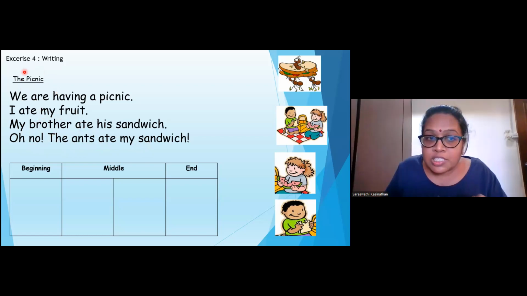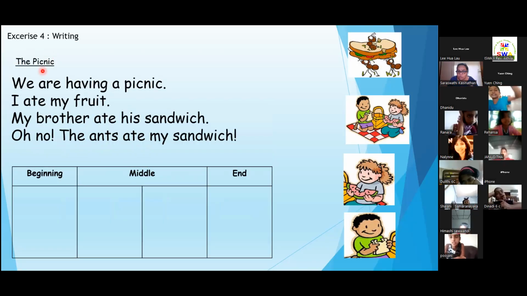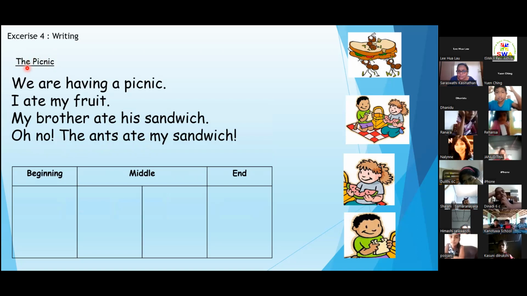But before we read, it's very important to read the title. Every story has a title. So it's important that we acknowledge the title. So the title of the story is The Picnic. All right. Can everybody read together as a group? Are we ready? Let's go.